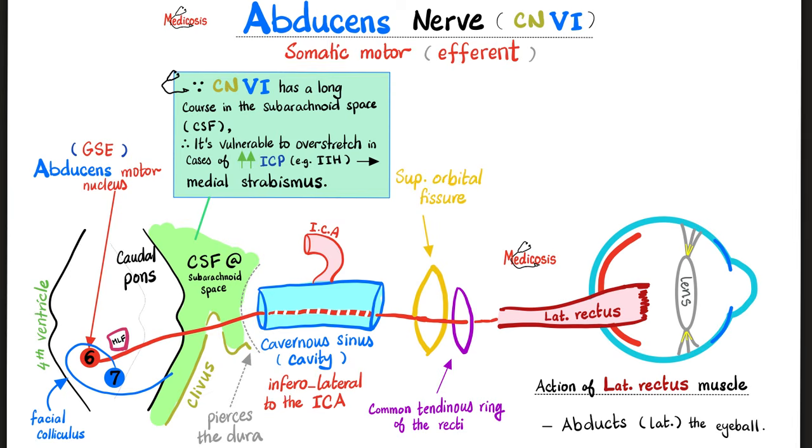Normally, the abducens nerve, may he rest in peace, used to be able to contract the lateral rectus and make your eye look lateral. Look outwards towards your temple. But if I lose the abducens nerve, then the ipsilateral eye will look medially instead, towards your nose. And we call this medial strabismus.